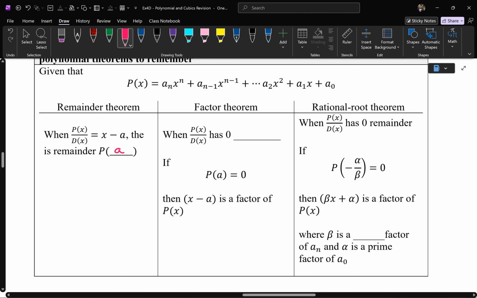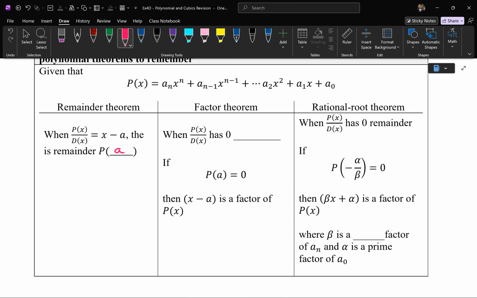Great. If, however, the remainder is 0, so fill this in, we call that factor theorem. Okay, so if it doesn't equal 0, we call it remainder theorem. If it equals 0, we call it factor theorem. Why is it called factor theorem? Because that means x minus a is a factor of the polynomial. Great. The last bit is the one that students didn't understand from last year. Well, most of them anyway.